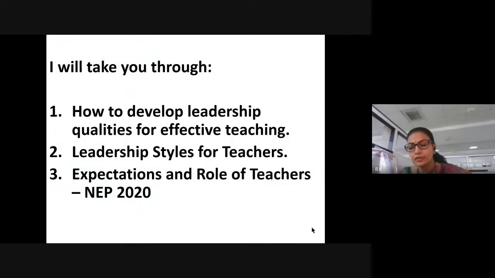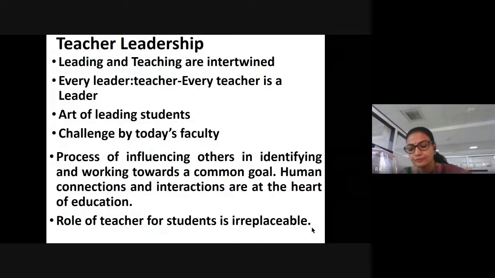In this workshop and in the seminar, I will take you through how to develop leadership qualities for effective teaching, understanding the different leadership styles which are there for teachers, and the expectations and role of teachers as per the NEP 2020. So, to look into basic concepts, what is teacher leadership?